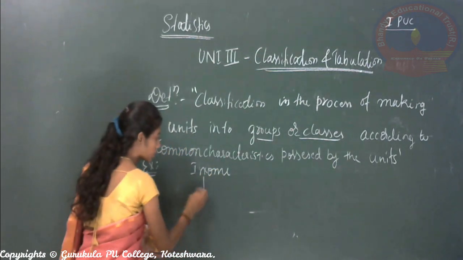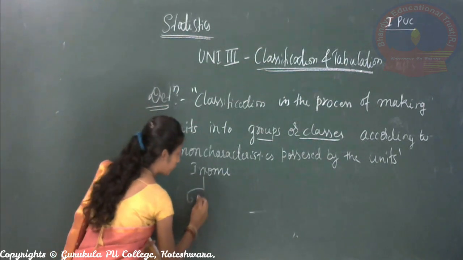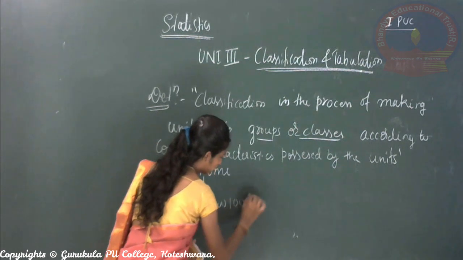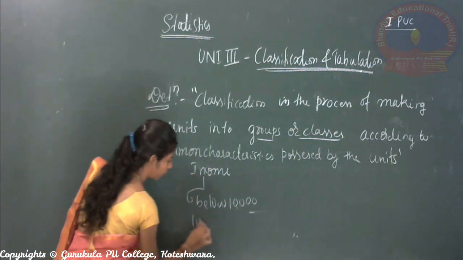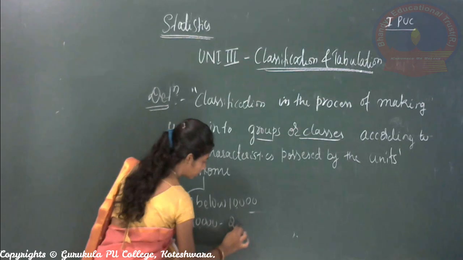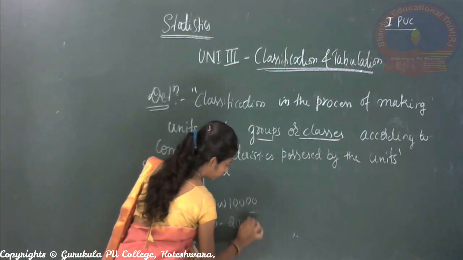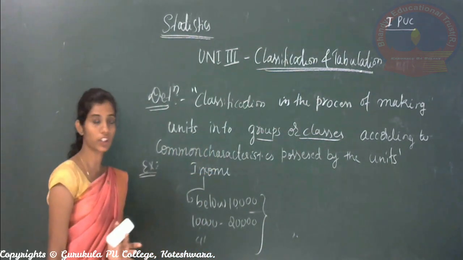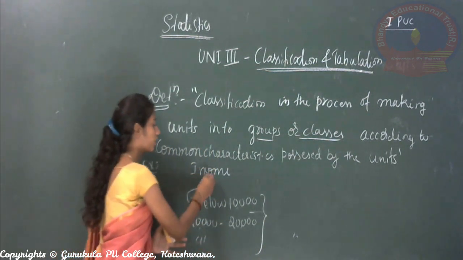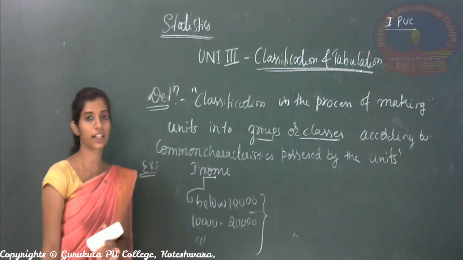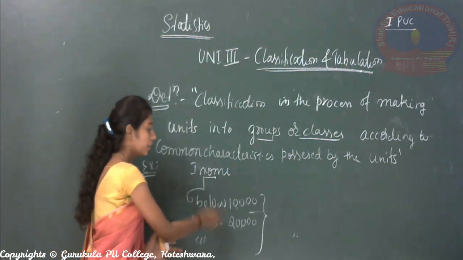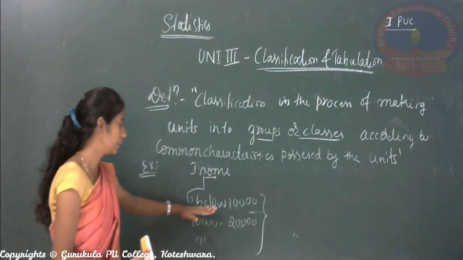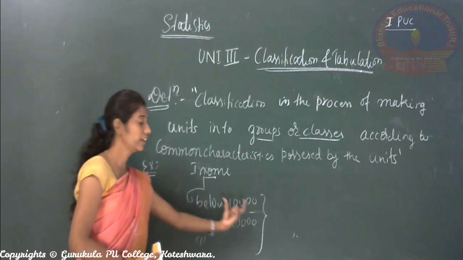I can make a division: below 10,000 rupees, 10,000 to 20,000, and above 20,000, like that. I can make a division according to common characteristics. So these are all the incomes of different families in different categories.